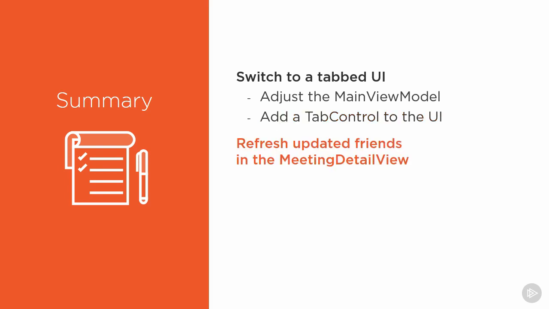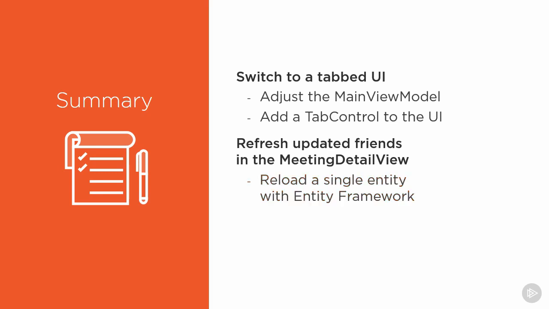You learned that Entity Framework's DbContext is caching entities, and you have seen how to reload a single entity from the database with Entity Framework. To do this, you have to grab the DbEntityEntry instance for the entity that you want to reload. So now we are done with the tabbed user interface in the Friend Organizer application. In the next module, we will introduce another detail view that is a bit different from the friend detail view and from the meeting detail view. It will be a single detail view for a collection of entities.